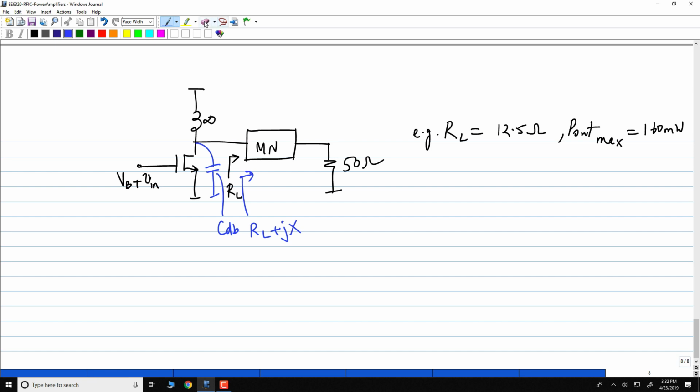Okay, in fact I'll show it explicitly. It is RL plus JX, but maybe I'll show Y, because we are talking about, yeah, no, it's okay. Exactly. Okay, so the admittance, so the susceptance portion, will cancel out the drain bulk capacitance.